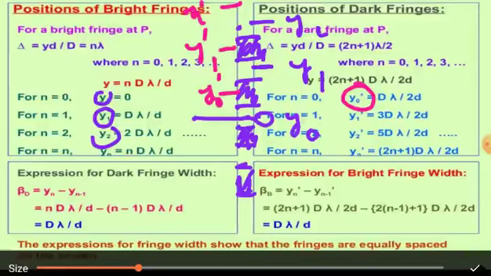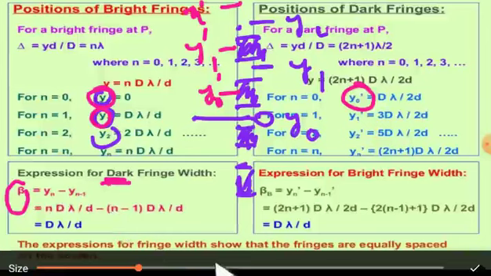Now the difference of these any bright fringes, it will give you the width of the dark fringes. Got it? This is to be noted very carefully. The distance between any two consecutive bright fringes will give you the width of the dark fringes. So for dark fringes, you need to take the consecutive distance, and if you take the difference of these two, you will get the width of the dark fringes.